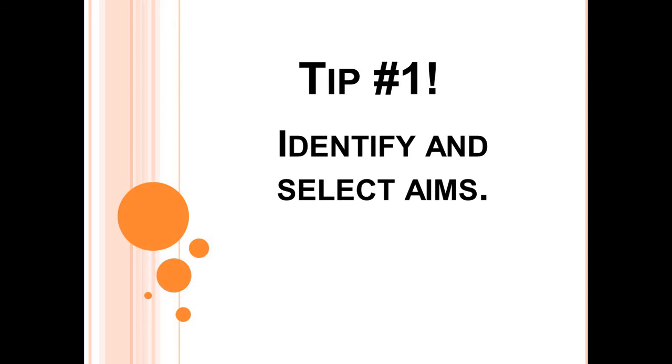So the first and I think the most important tip is to identify and select your aims. Aims describe what we want learners to learn or what we want them to do or to do better at the end of our class. So in order for us to identify the aim, we need to ask ourselves two key questions. What do my students already know, and what do they need to learn? What do I want them to learn and to be able to do by the end of the class? So aim is number one.